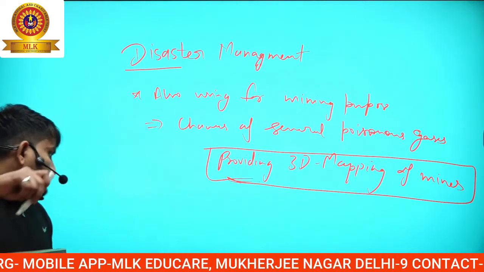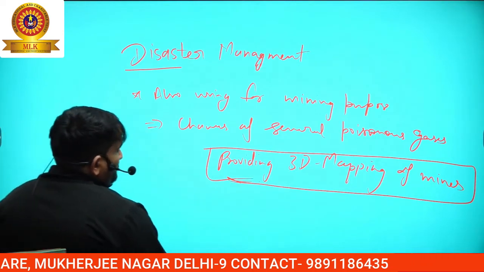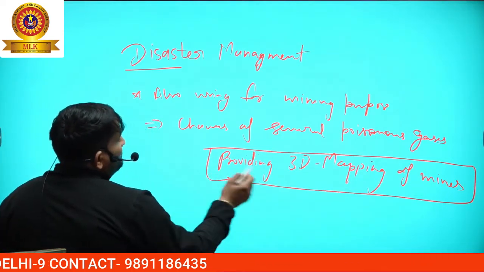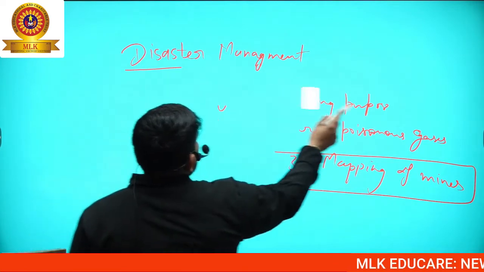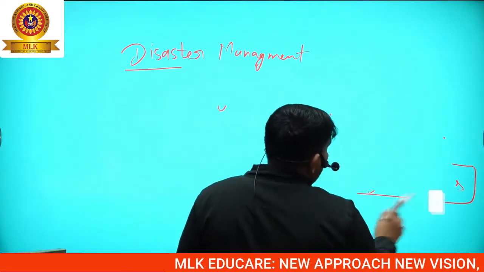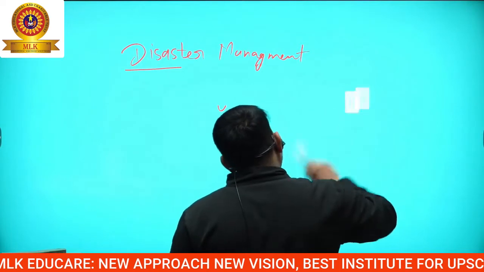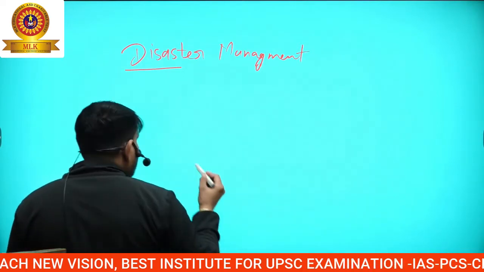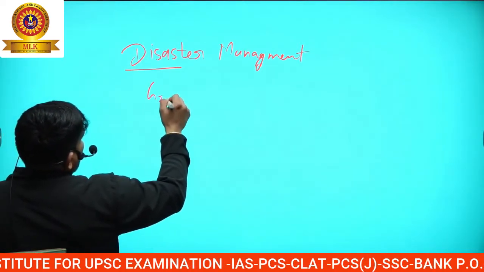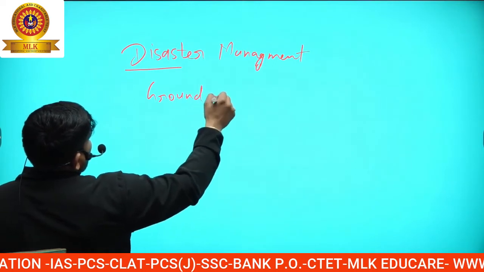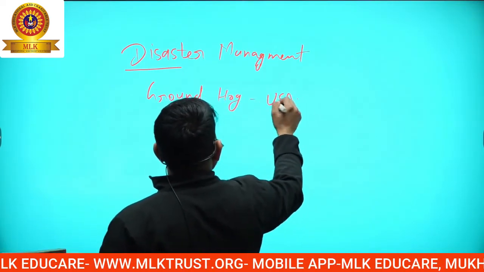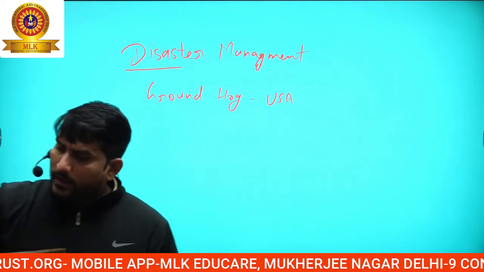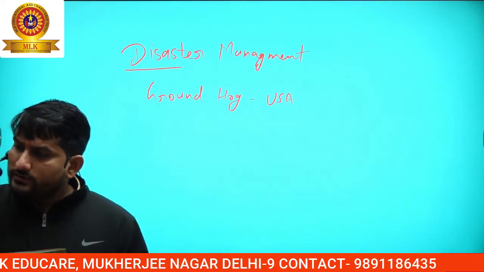Okay, so here is another robot. The robot's name is the Groundhog. And this Groundhog robot is also a US robot. What is the name? Groundhog, by the USA.